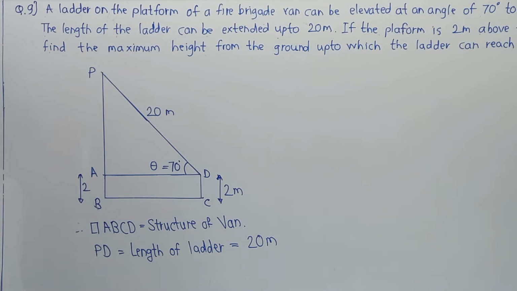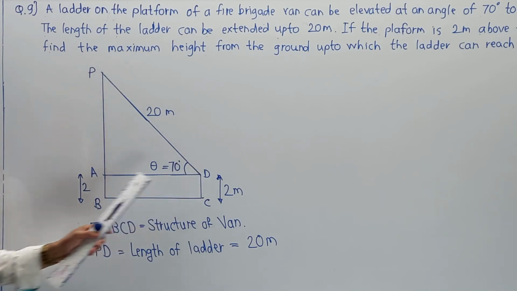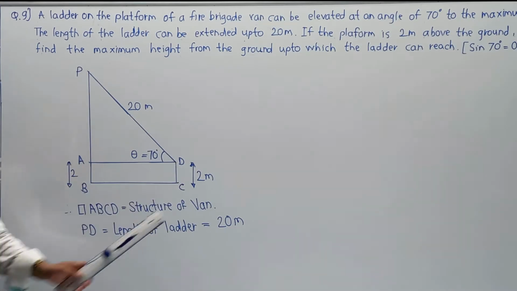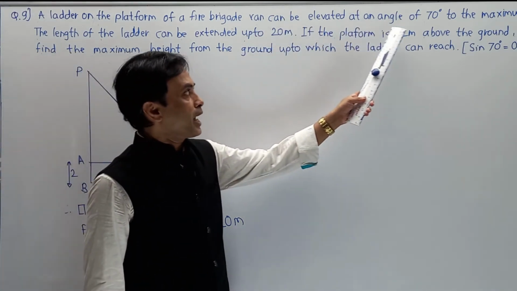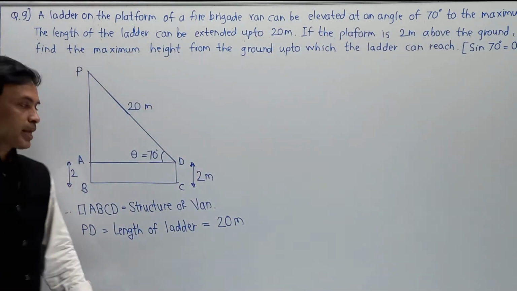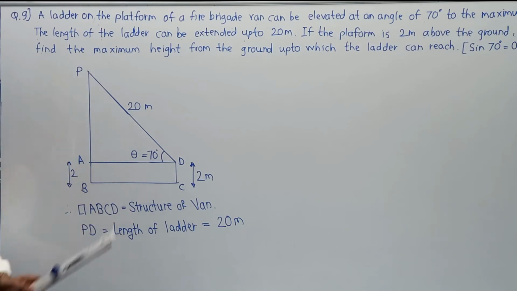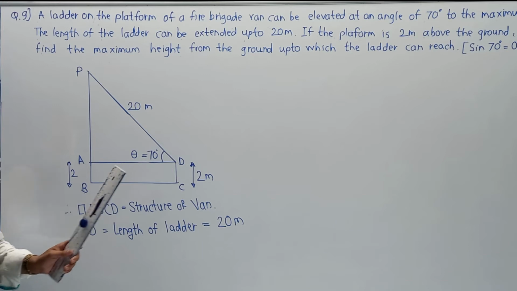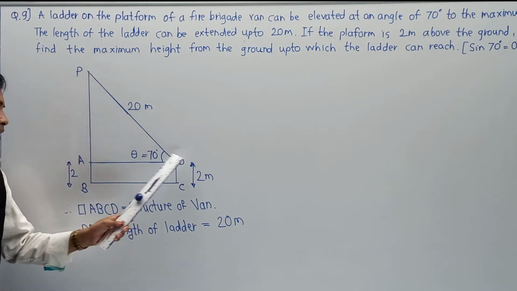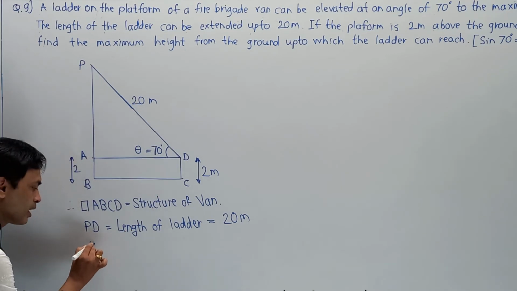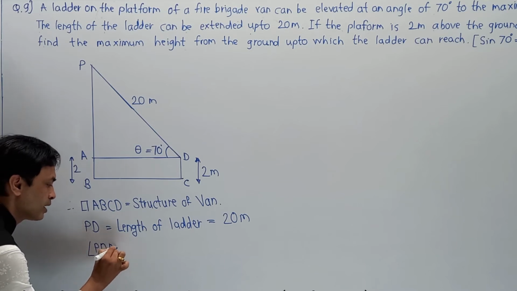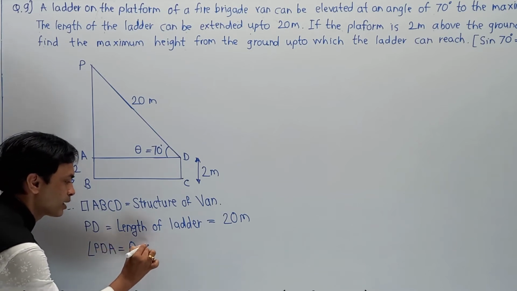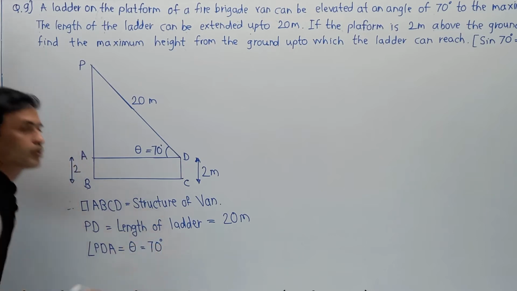Third, and the main part over here, angle PDA, as per their words, evaluated at an angle of 70 degree maximum. As it is moving in the upward direction, you can also call it the angle of elevation. Angle PDA is nothing but theta in your numerical, and that is 70 degree over here.